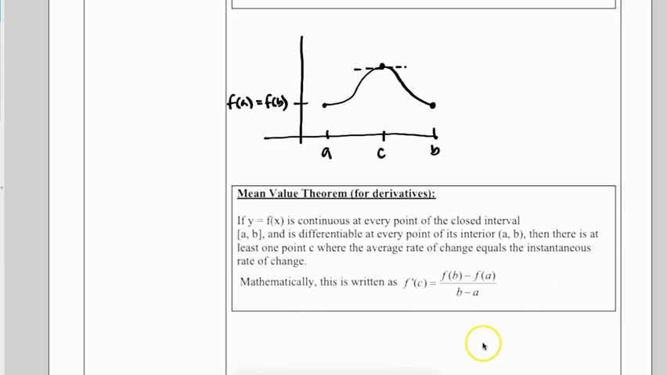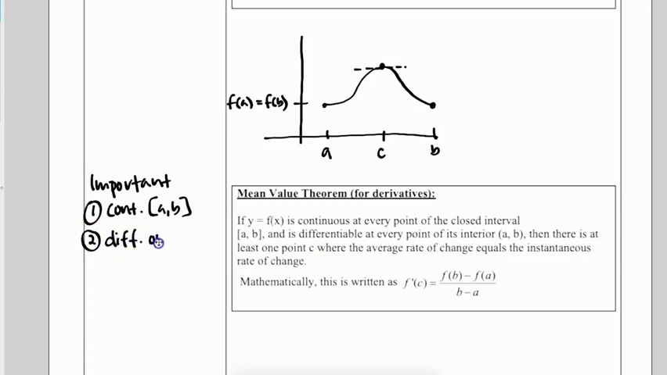Okay, a lot of things. First of all, the mean value theorem has some important pieces that we need to keep in mind. First thing is, if the mean value theorem is going to apply, we need to make sure that it's continuous on the closed interval. And we need to make sure that it is differentiable on the open interval. And really, we could combine both of these together, and we could say that it is differentiable on the closed interval [a,b]. Because remember, differentiability implies continuity, so we can just combine it together.